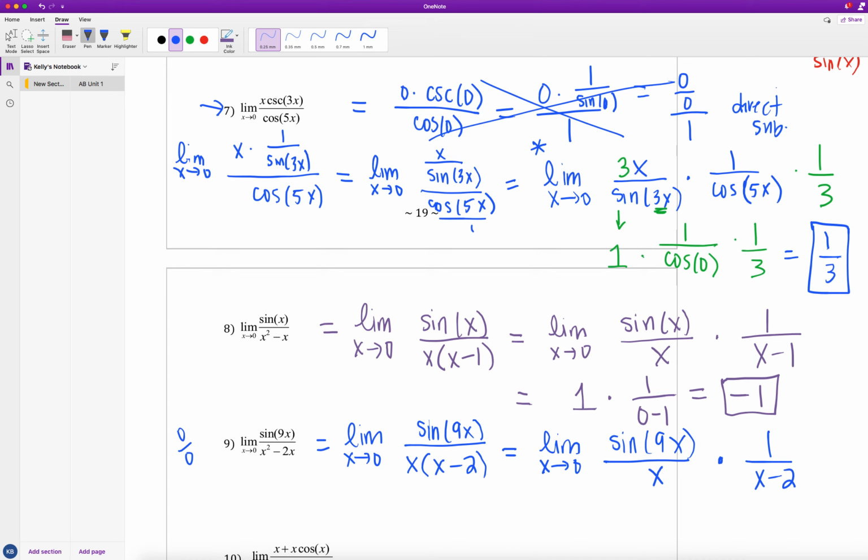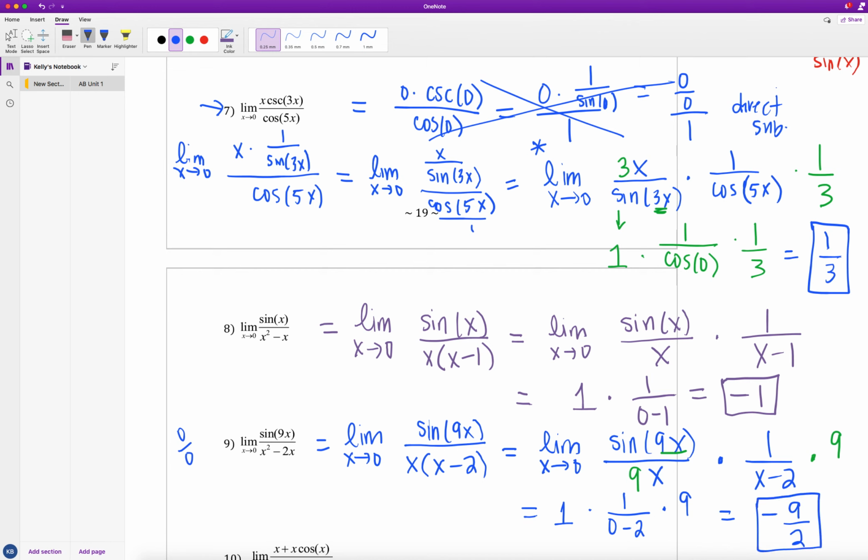But what I do need to manipulate from here is that this 9x can't change, so I need a 9 down here. But to counterbalance that, I have to multiply by a 9 as well. So I'm technically just multiplying by our fancy number 1. What this allows me to do from here is that this first limit as x approaches 0 of sine of 9x over 9x, that's going to be equal to 1, times I can directly substitute in on our second one, since 0 minus 2 will give me a non-zero number. So I end up with negative 9 over 2 when I simplify all of that down.